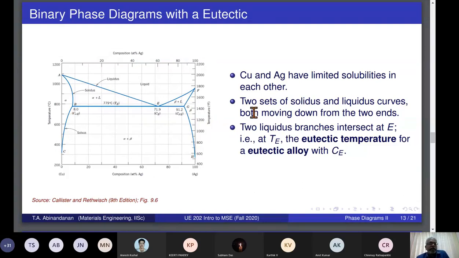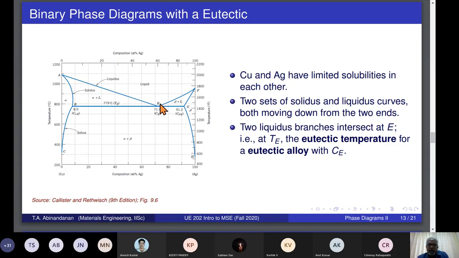And so one of the main things that you see here is that there are two sets of solidus and liquidus curves. Here's one solidus, one liquidus starting from the copper end. And here is another liquidus and another solidus starting from the silver end. And the liquidus curves intersect at this point. And so the temperature and composition corresponding to those are called eutectic temperature and eutectic alloy composition.